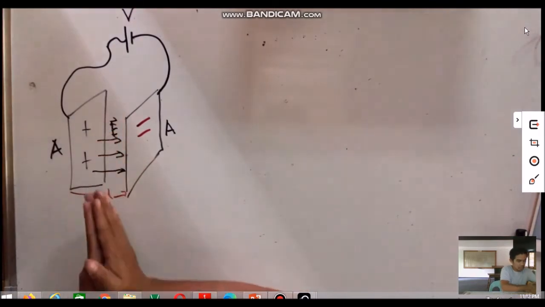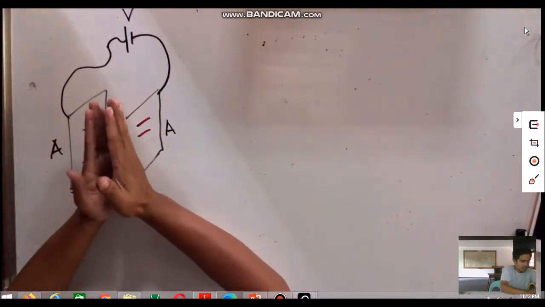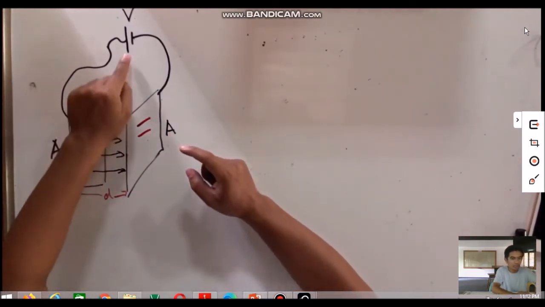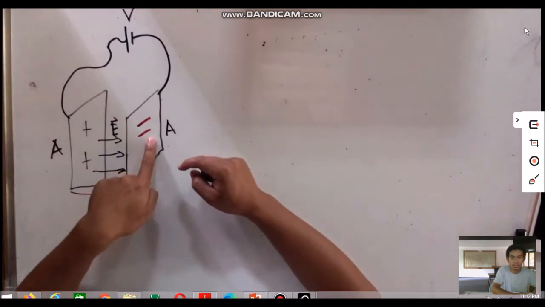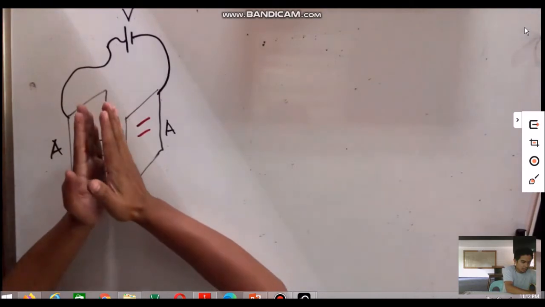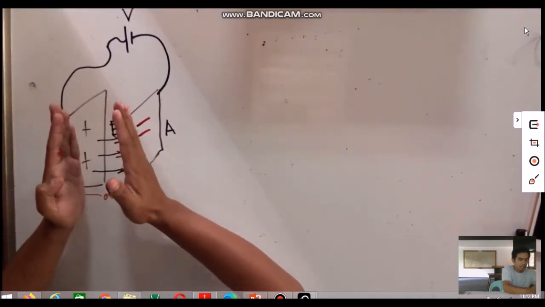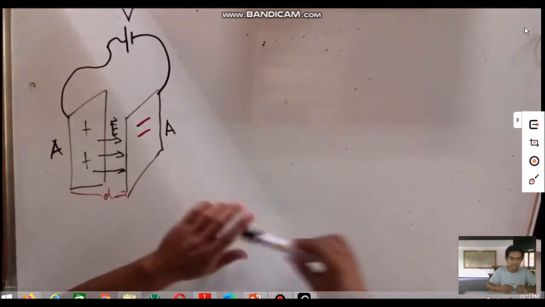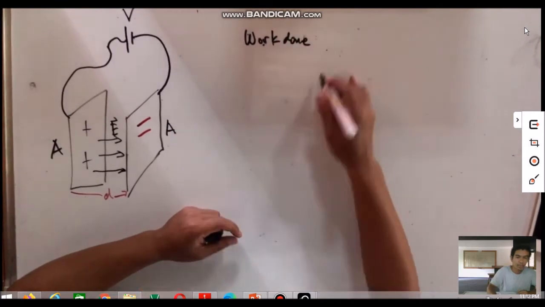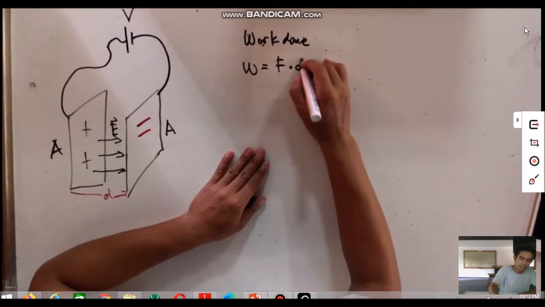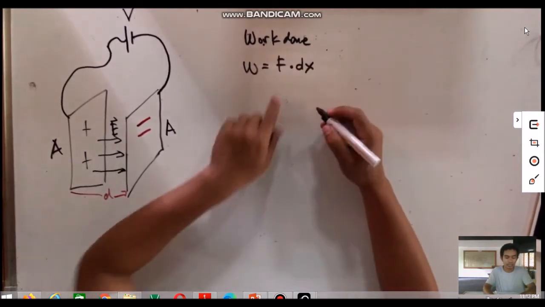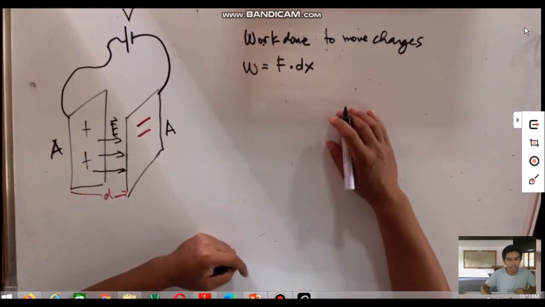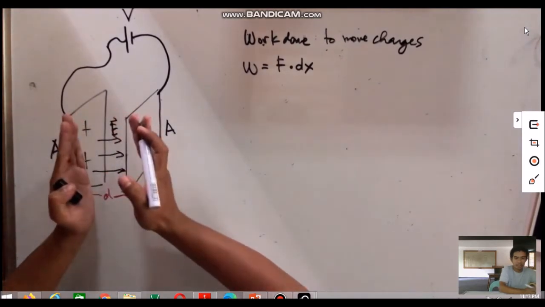Now, let these two plates be separated by a distance d. So there is work done when you separate them. And that work done is equivalent to the work done to move the electrons from one plate to the other plate. Again, the work done in separating these two plates is equivalent to the electrical potential energy stored in the capacitor. As you can still remember, work done is force times distance, F dx. So this is the work done to move charges from one plate to the other plate. There is a force exerted to separate these two plates, and that is F, right?